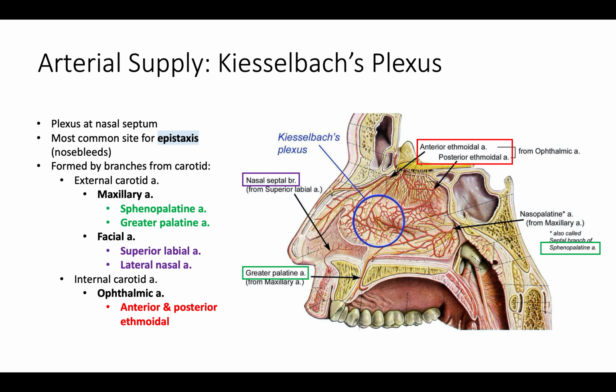So our arterial supply comes from Kesselbach's plexus. It's the most common site for epistaxis, which is just nosebleeds. And it is formed by the maxillary, facial, and ophthalmic artery. And remember that ophthalmic came off of the internal carotid artery. So we've got the sphenopalatine artery and greater palatine artery. And then from facial, we've got superior labial and lateral nasal, and then from ophthalmic, we have anterior and posterior ethmoidal, and all of these just form this plexus right here.